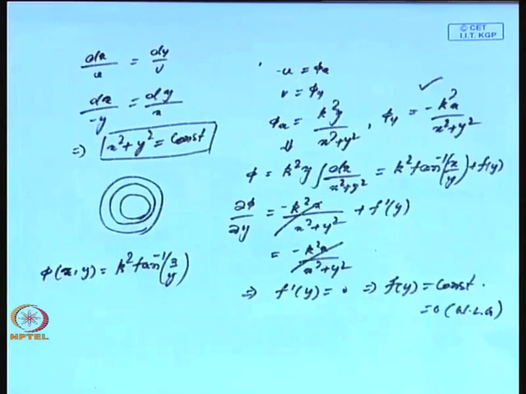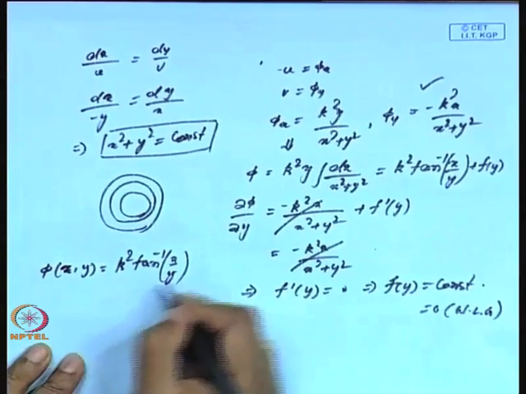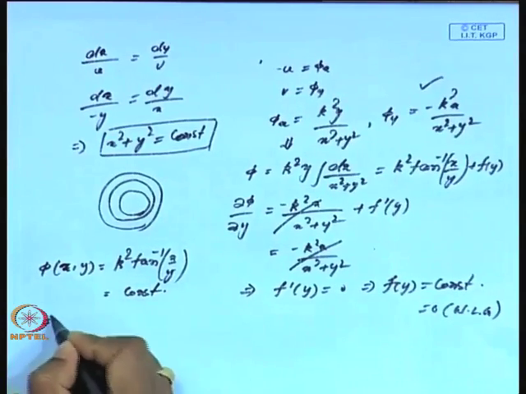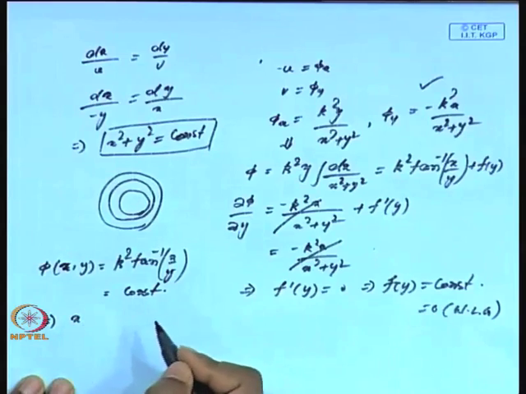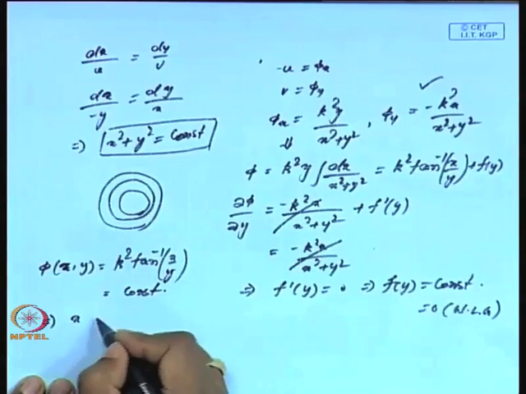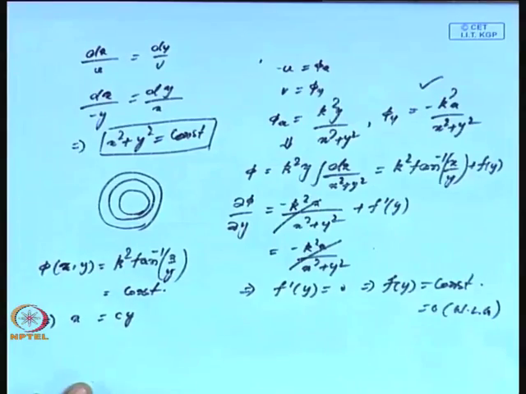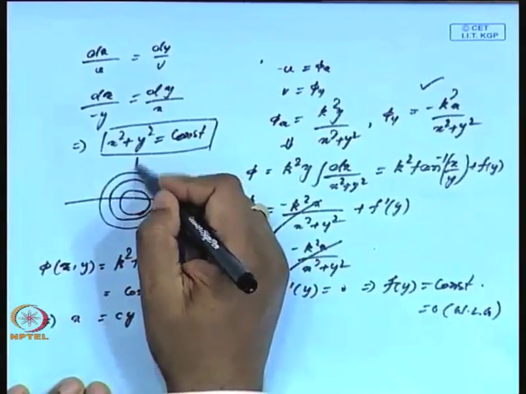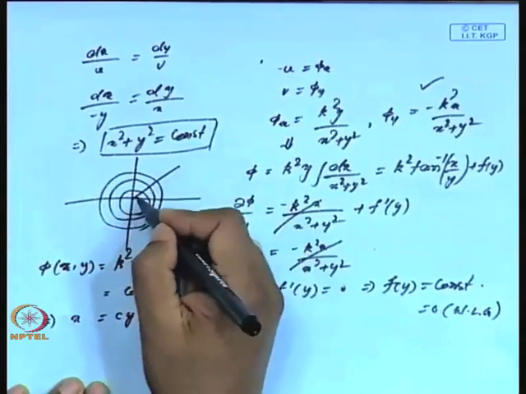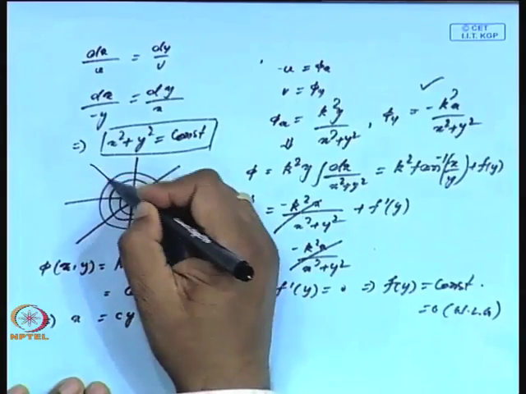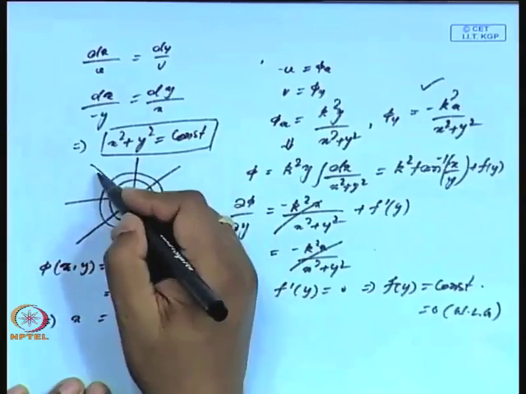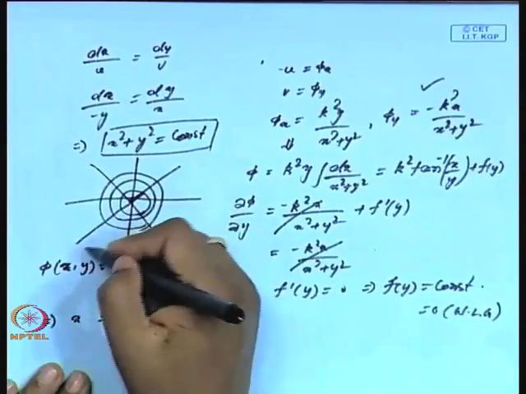Now, if I say that phi x y is constant, that will give me the equipotential lines. If I put this as constant, it gives me x is equal to c y. The streamlines are concentric circles, and x is equal to c y is just a line. They will just pass through the origin. Any such line will go through the origin, and you can have a number of lines passing through the origin.